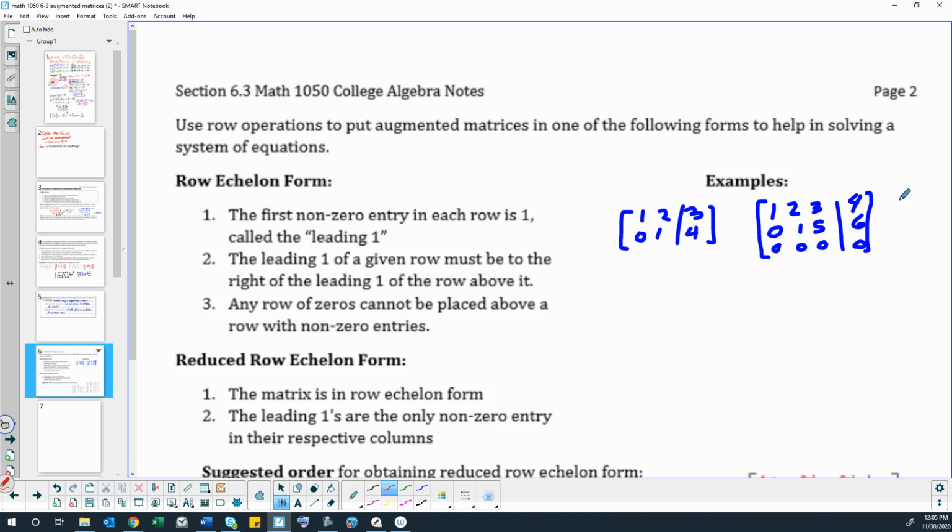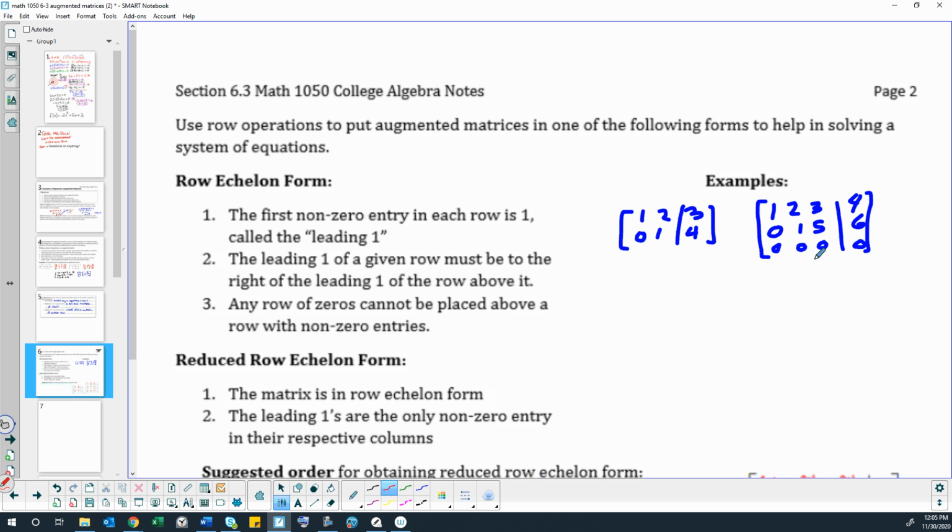But see how in our first row, the 1 is to the left of the 1 in the second row, which is right of the one above it, and the third row is a row of all zeros, and that goes at the bottom. So these are both in row echelon form. They are both following these rules.